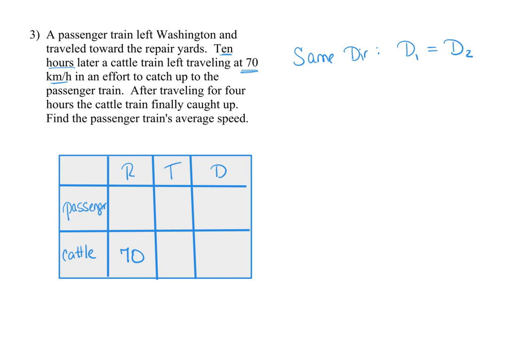After traveling 4 hours, the cattle train caught up. Where does that go? Those 4 hours. Who is traveling? The cattle train. That is the cattle train's time.